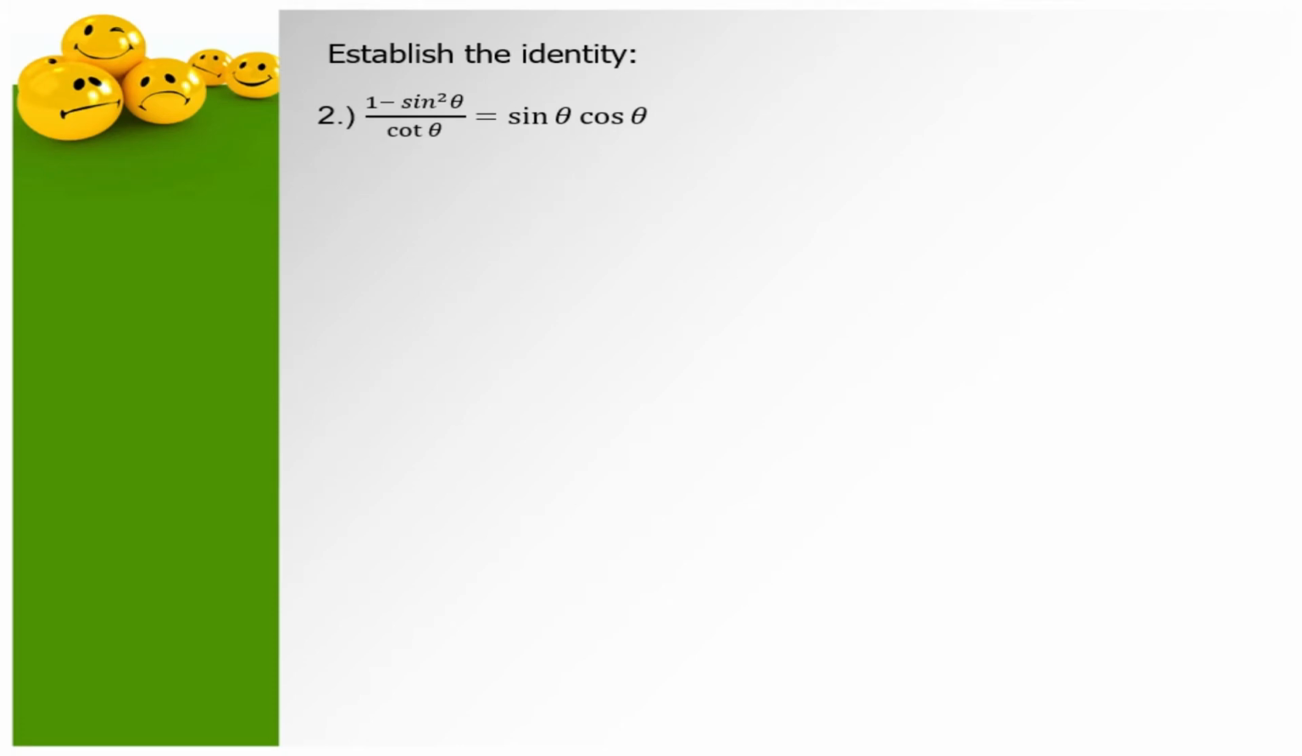So, we have here 1 minus sine squared theta all over cotangent theta is equal to sine theta times cosine theta. Again, analyze natin yung equation. Okay, determine natin kung saang side yung mas komplikado. Yung left side of the equation ba? O yung right side of the equation? Sa inyong tingin mga boss, saan dito yung mas komplikado? Yung left side or the right side of the equation?